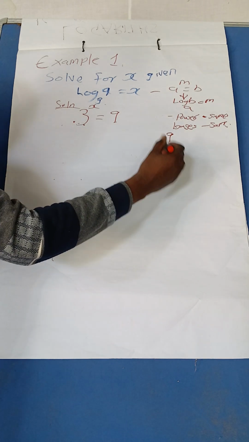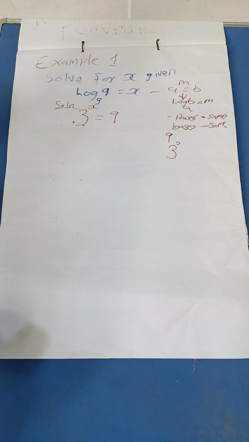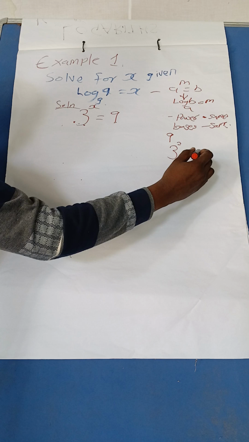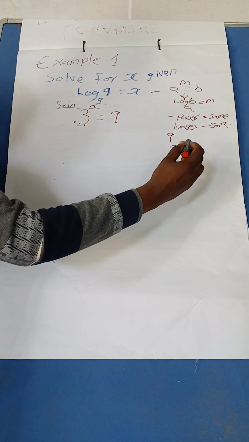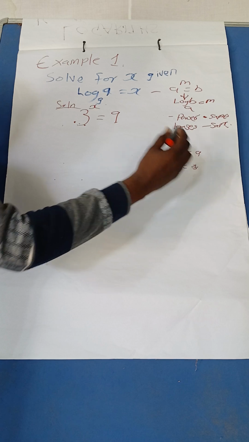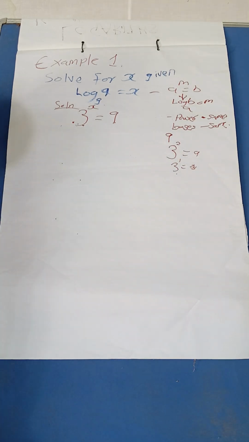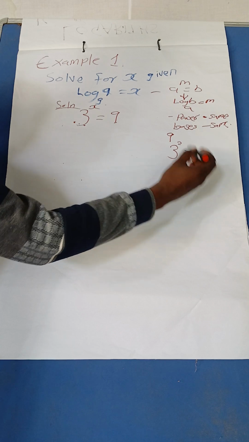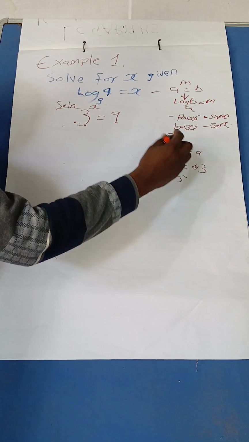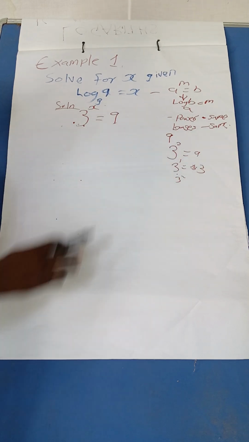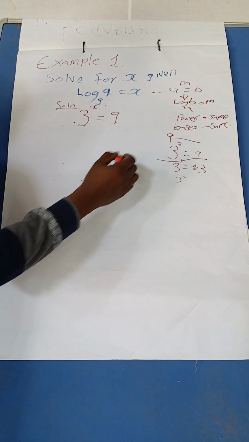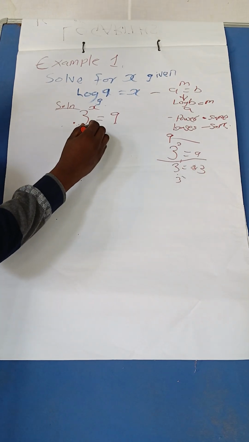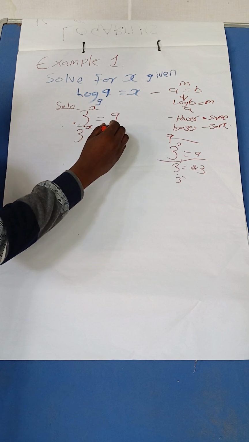When I get to 3 raised to power 2, automatically I'll get 9. Because 3 power 1 gives just 3. So 3 power 2. You just look for the factors to make it the same. For this case, we have already gotten the answer, so it will be 3 power x equals 3 power 2.